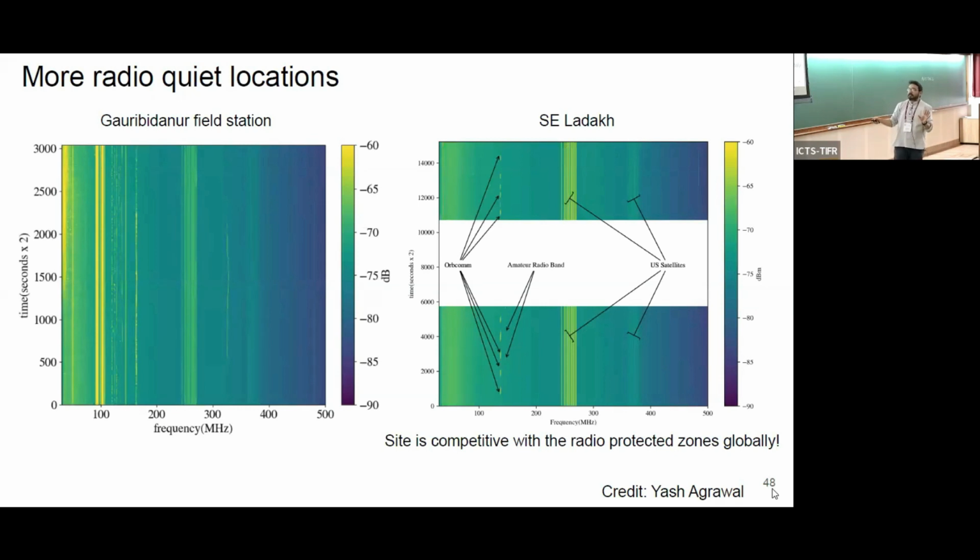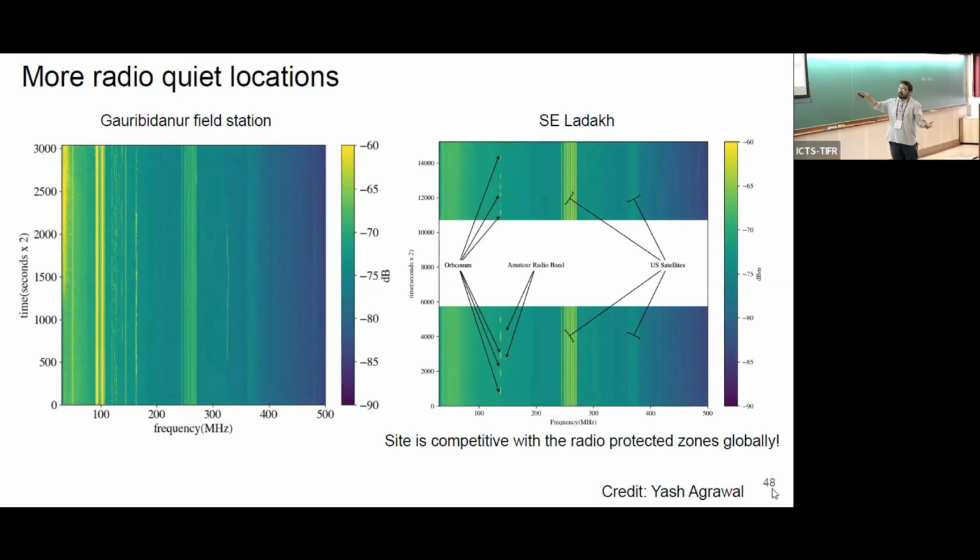So on the left, you have frequency, you have time, and these bright stripes are basically the interference, right? So you have FM lighting up the waterfall here at 100 megahertz. You have some satellites that show up here. You also have some power lines and other transmitters that show up at very low frequencies. And this is actually one of the radio quiet places. This is maybe 1 hour from here, Gauribidanur Field Station, which is our test bed for a lot of these first level tests. But then when you go to a site which is pristine like Ladakh, you see the contrast.